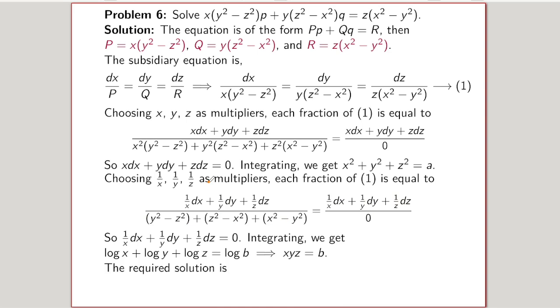So the required solution can be written as phi of x square plus y square plus z square, comma, x y z, is equal to 0. This is the solution of this problem.